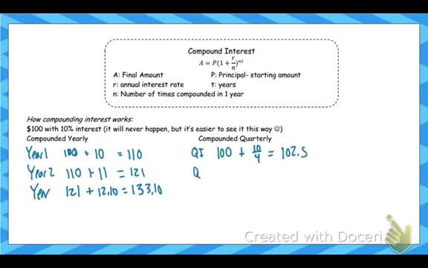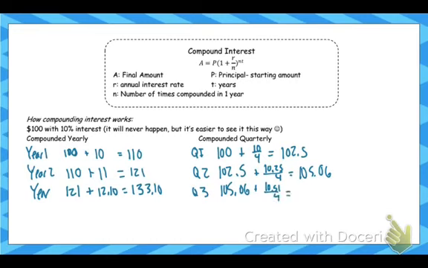All right, let's go to quarter two. At the start of the quarter, I have $102.50. I would get 10% of that divided by 4. So 10% of that, and then a quarter of that. Then that's going to give me $105.06. All right, quarter three. I start with the $105.06. I get a quarter of the 10% interest, so $10.51 divided by 4, which is going to be $107.69.